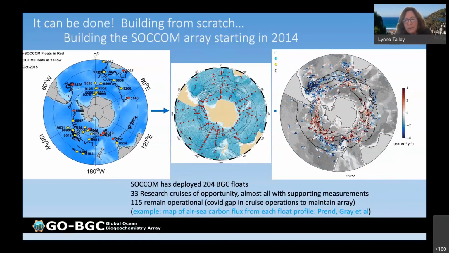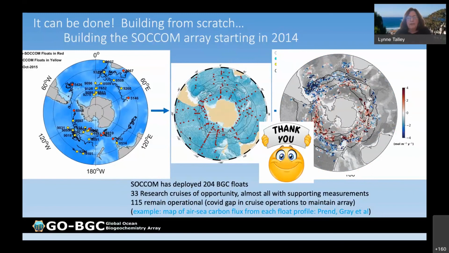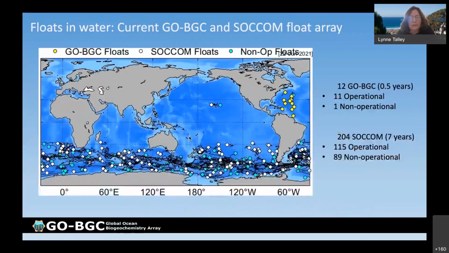Just as an example of coverage, this is where we're going to go in the next 5 years globally. This is from Channing Prend and Allison Gray et al. Want a big thank you for those 33 research cruises of opportunity. Every one of them involved a significant collaboration with a chief scientist or an agency that was operating a ship, and with the measurement groups on the ship.